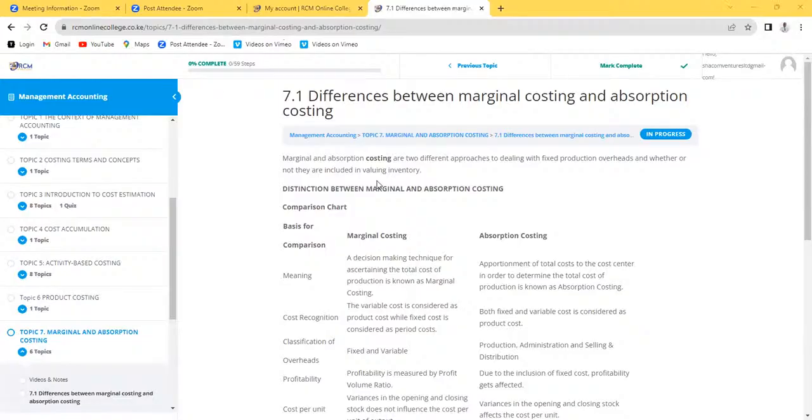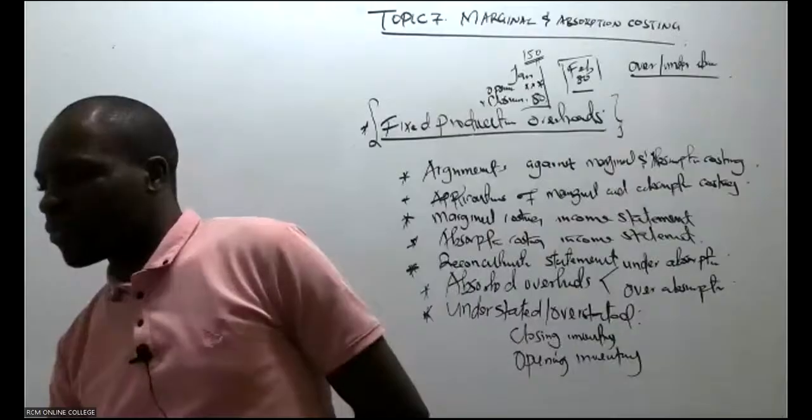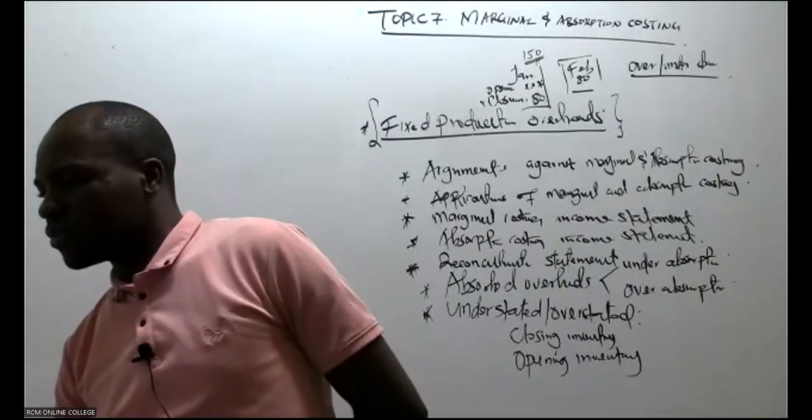Now, if you look at the distinction between the two, based on meaning: marginal costing is a decision-making technique for ascertaining the total cost of production, while absorption costing is the apportionment of total cost to the cost centers in order to determine the total cost of production. Now, this is what we need to understand.